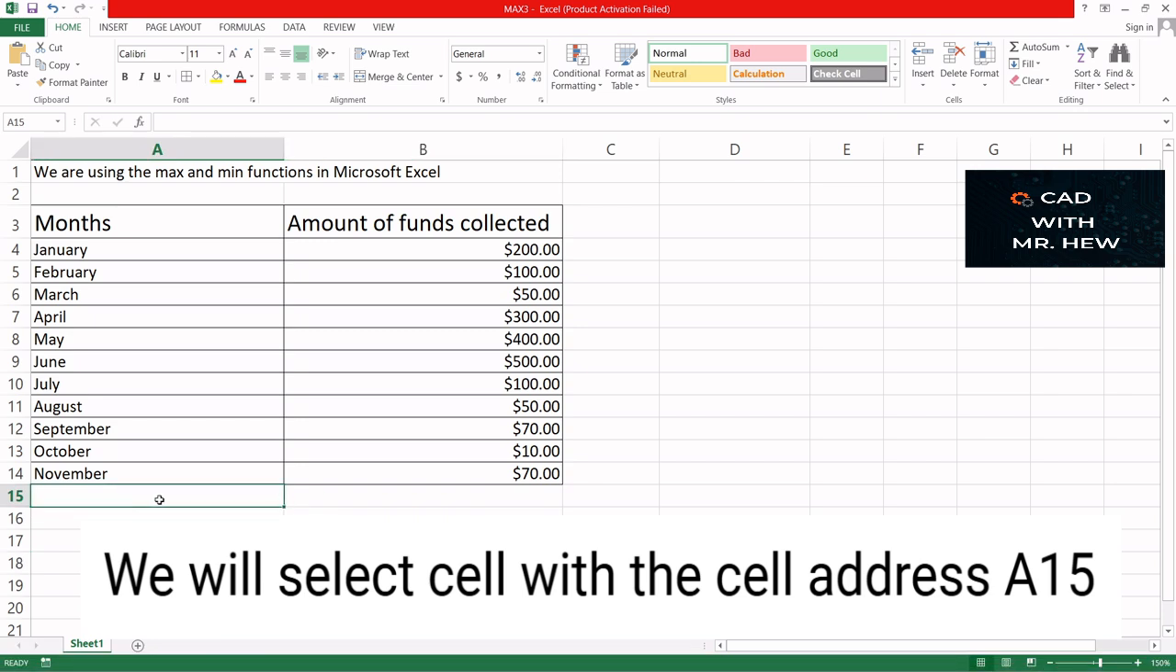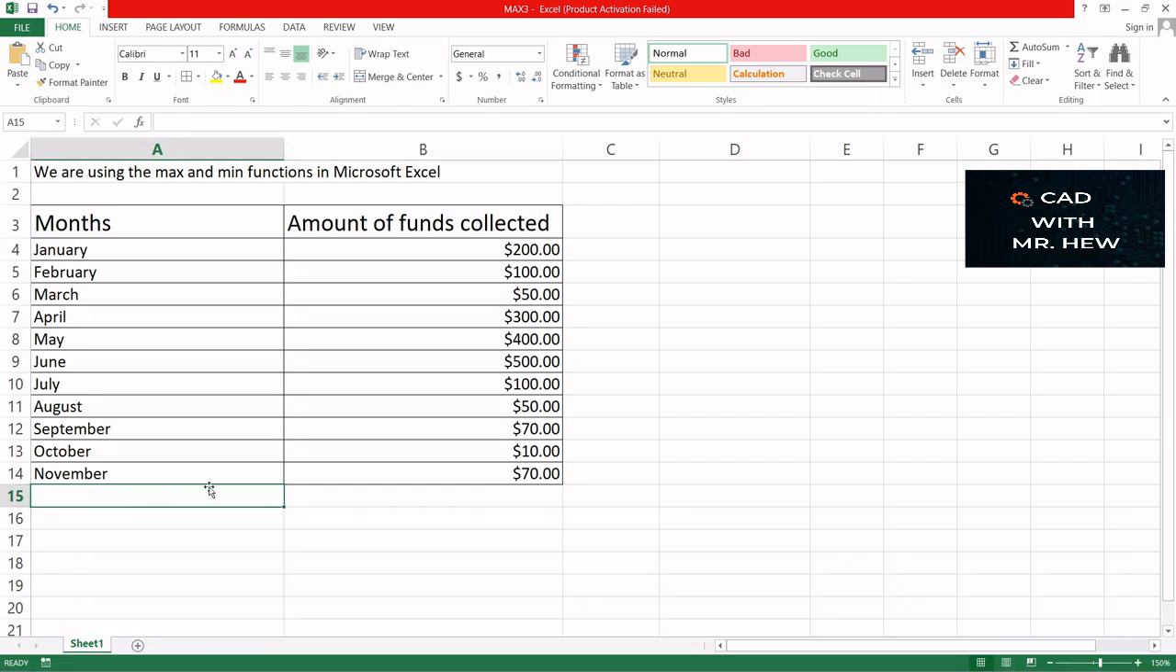So I'll label here highest money collected, and here we have January to November, and we have the different amounts that were collected for each month.